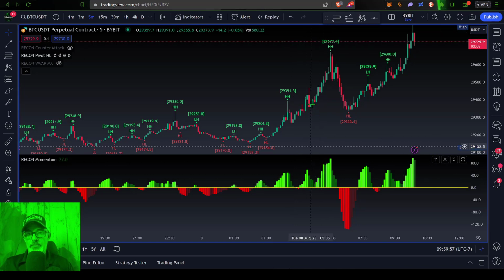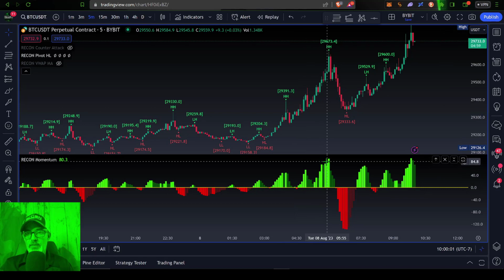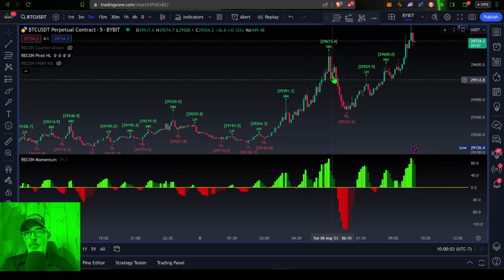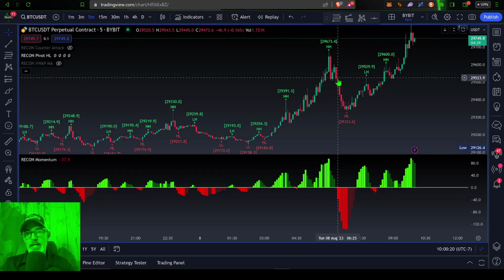Even more relevant would be on this big move up, you can see a whole lot of green momentum towards the top side. But once this price truly starts to roll over on this candle here, we get our first red momentum column, and thus this could be a great point for entry.